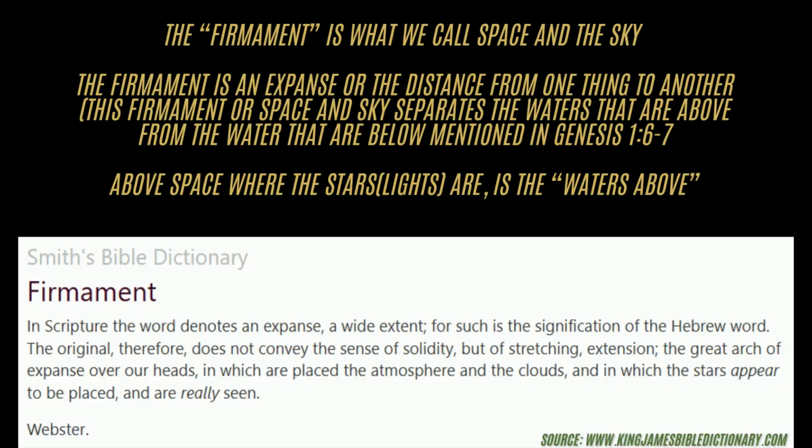The firmament is what we call space and the sky. The firmament is an expanse or the distance from one thing to another. This firmament, or space and sky, separates the waters that are above from the waters that are below, mentioned in Genesis 1:6 through 7. Above space, where the stars, lights are, is the waters above.